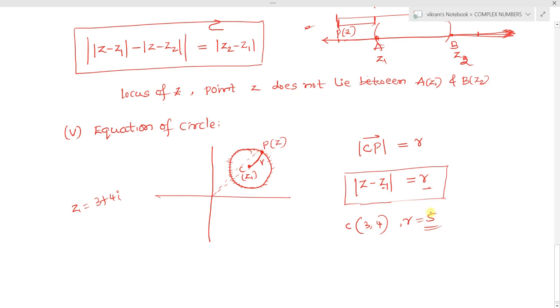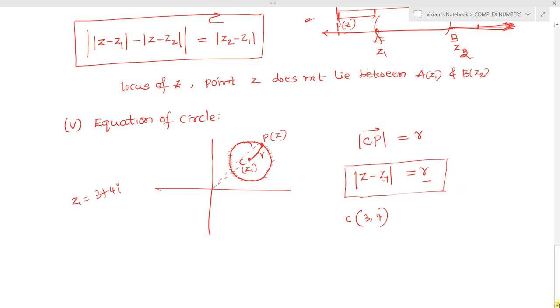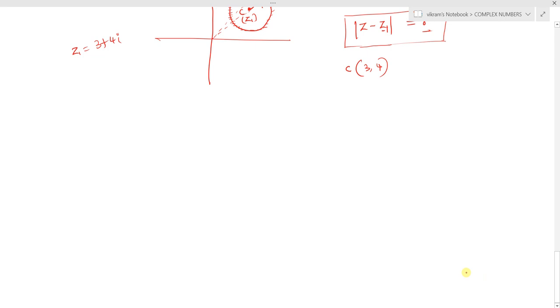Okay, so now we can find the radius with the given condition of z. If it is in the form of mod of z minus z1 equals r, it is the equation of a circle in complex numbers.